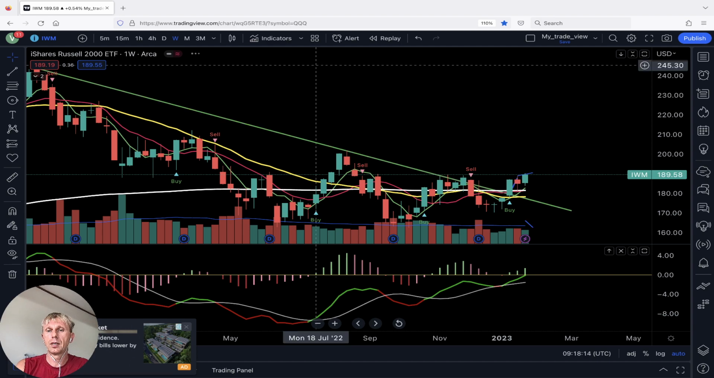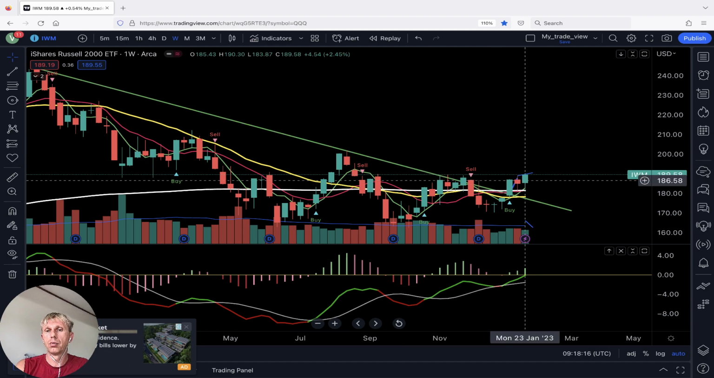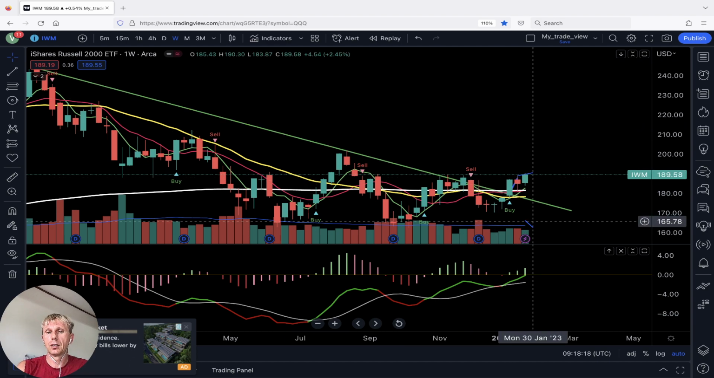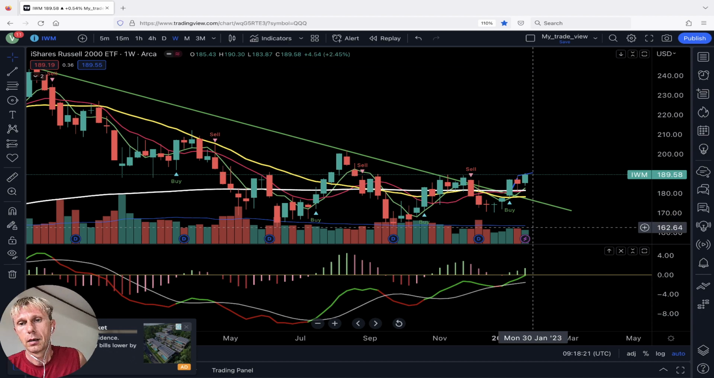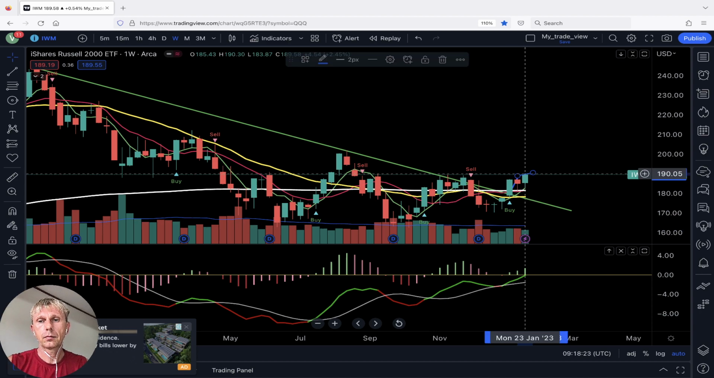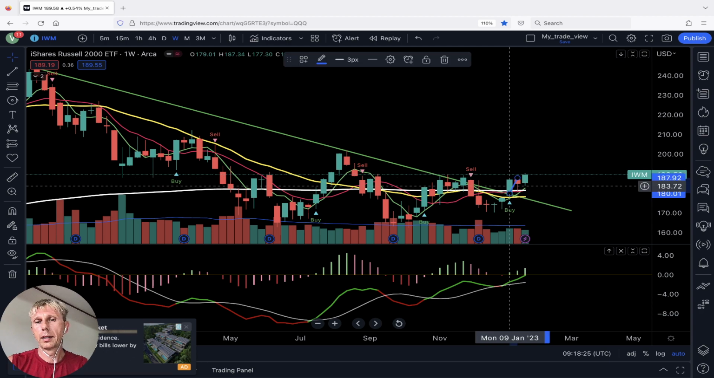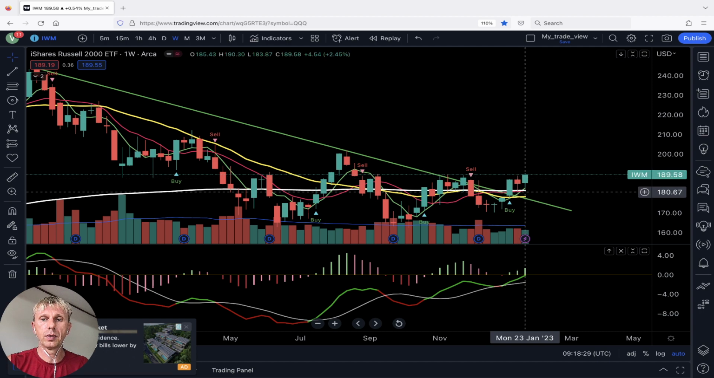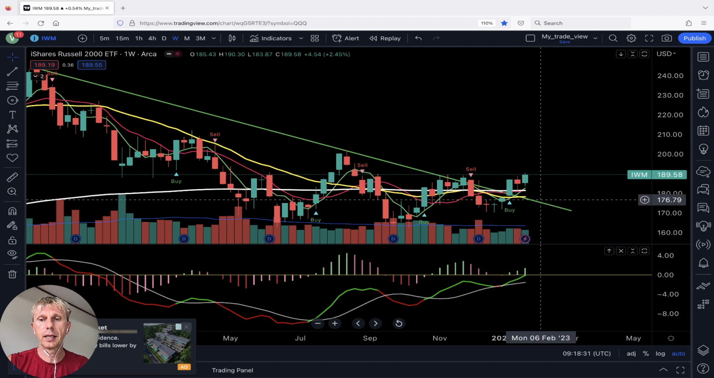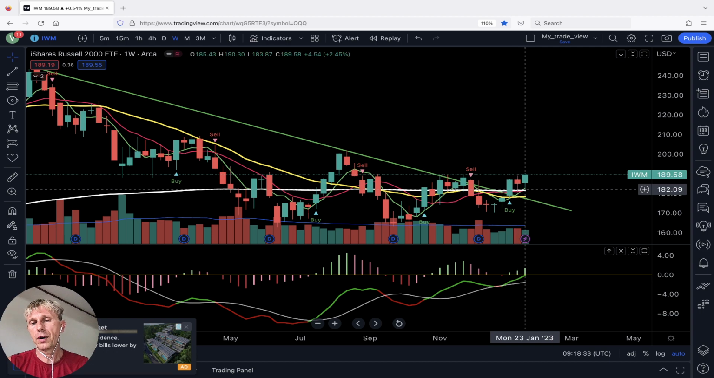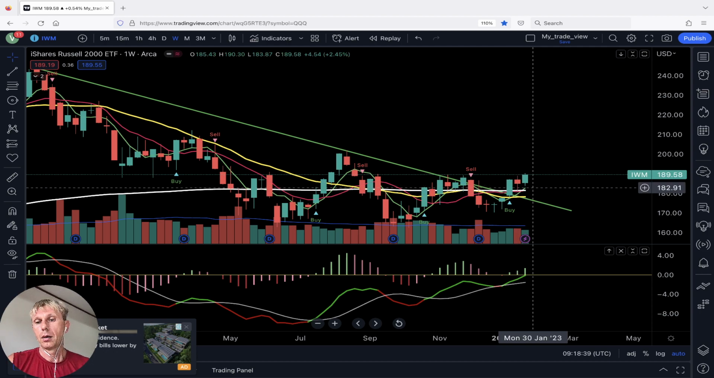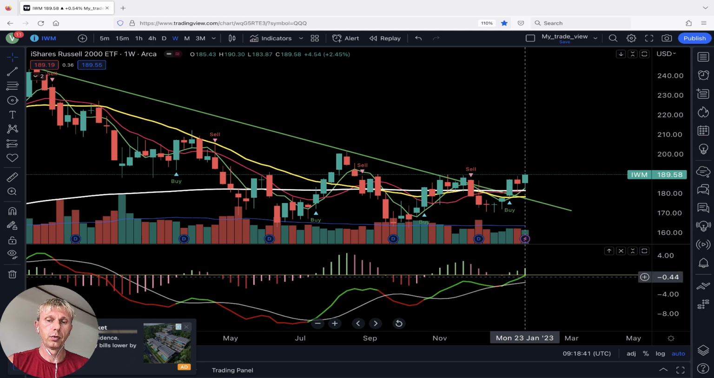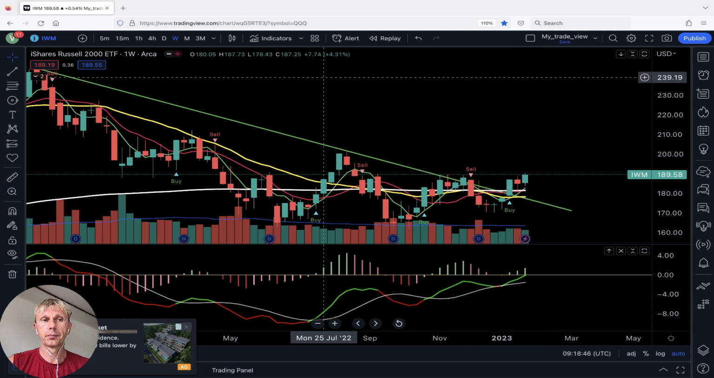Let's move to weekly. Weekly, it's definitely a bullish trend, right? The last bar is above the previous bar, and it's above all moving averages, above the major trend line, above MA200. MA5 did bullish crossover over MA200. MACD green, it's a bullish trend, weekly bullish trend for IWM.